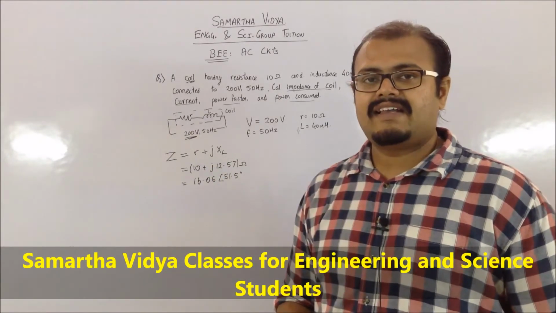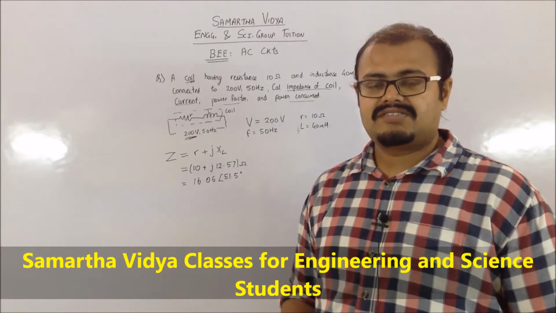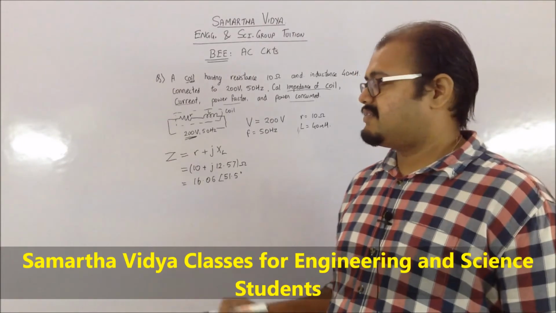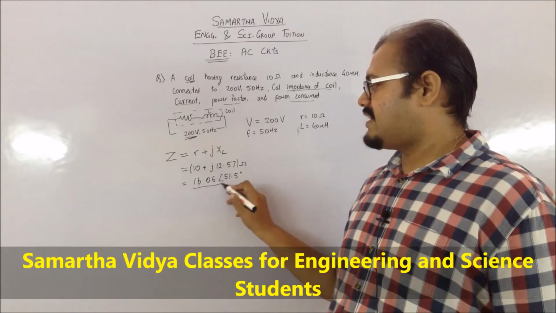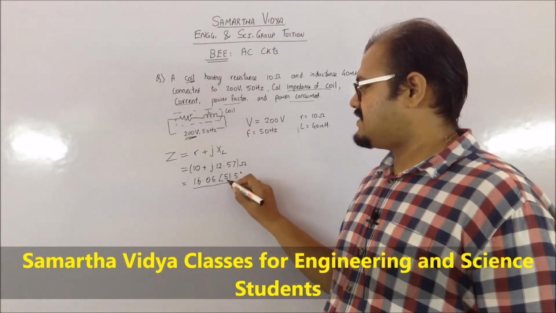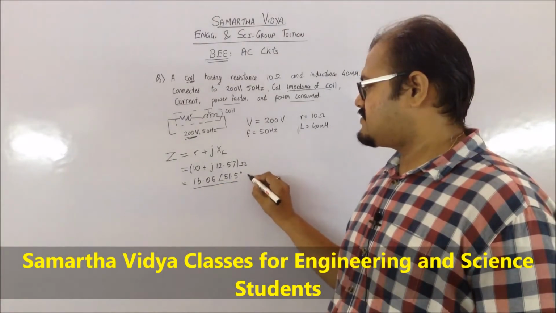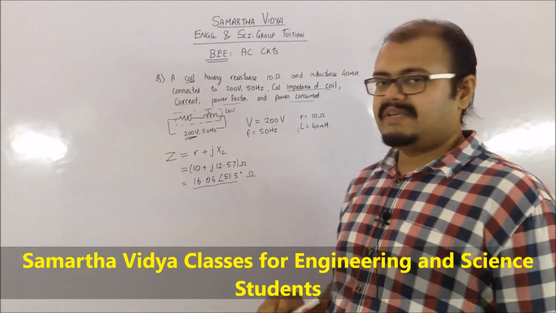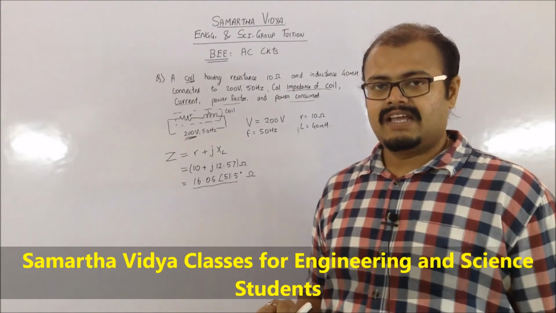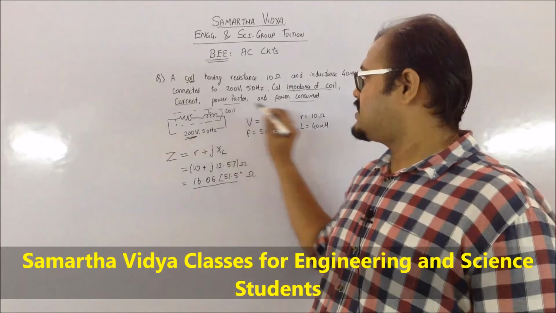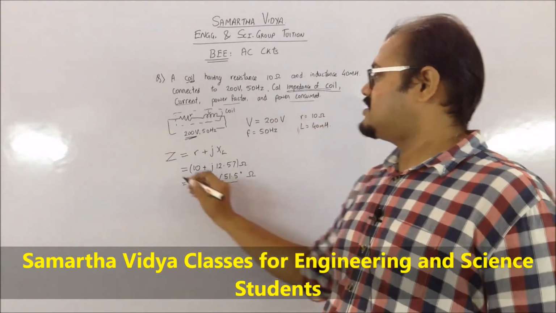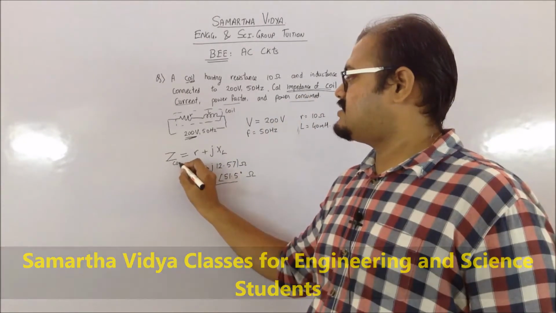So that particular value is in your Cartesian form, so you have to convert it into your polar form. That is going to give you the value of 16.07 angle 51.5. This is also going to be in units of ohms. So this is the first part which was asked, the impedance of the coil. You can write this as Z coil.